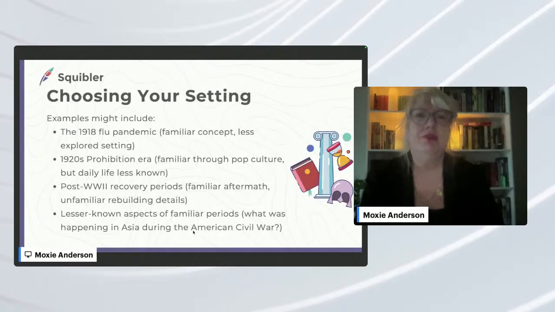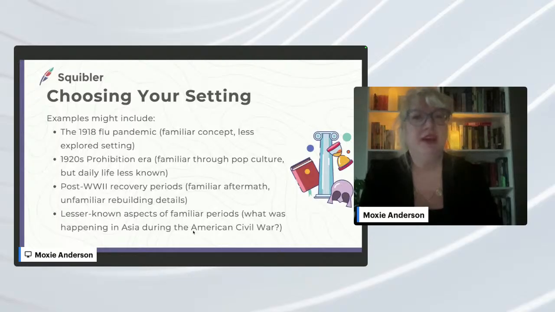You might think about post-World War II recovery periods. We read a lot about World War II. There are endless documentaries, but the aftermath of this era is also extremely important. A lot of us are unfamiliar with rebuilding details. If you need a recommendation, one book that is about post-World War II rebuilding in Berlin is Armageddon, which I recommend. And then you can think of lesser known aspects of familiar periods.